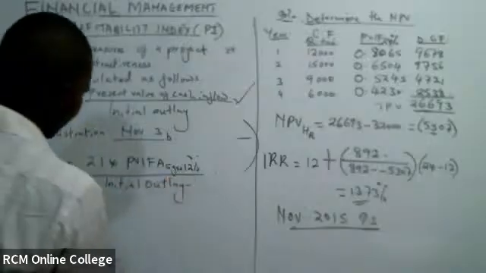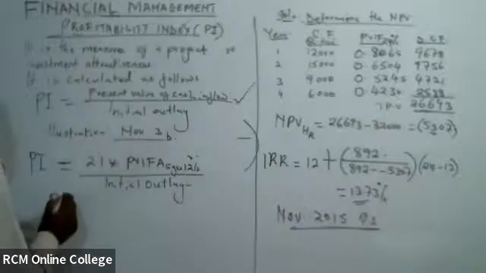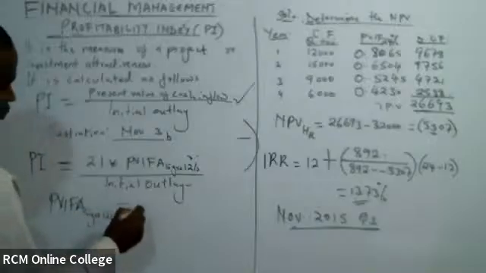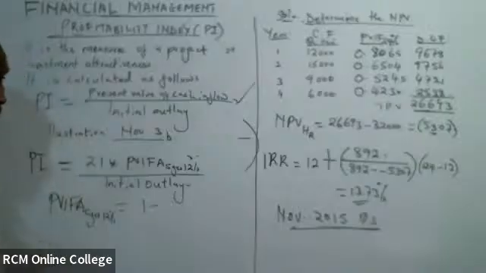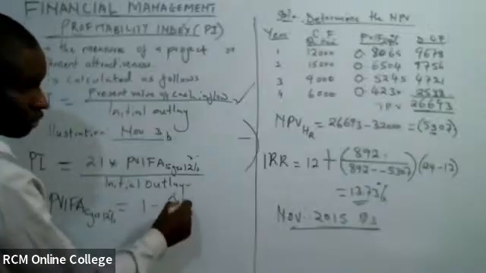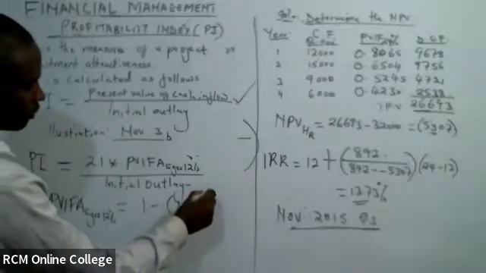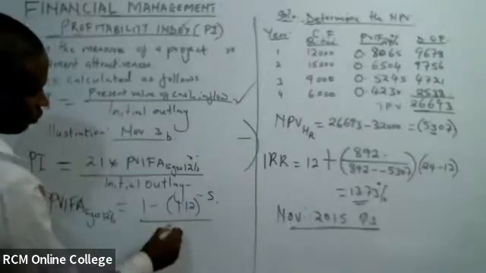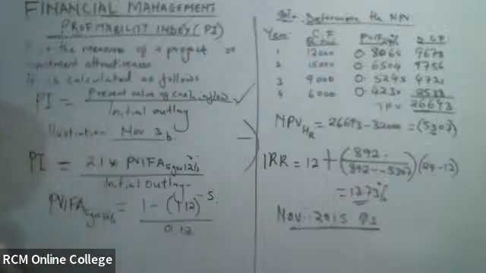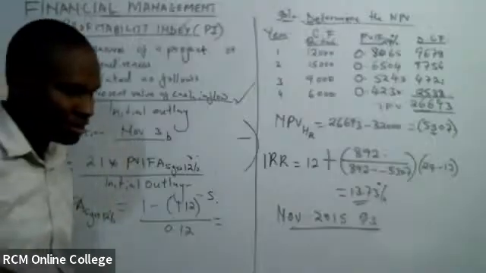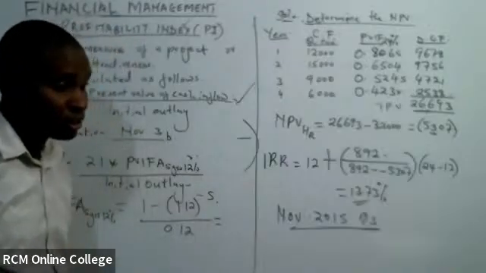If you wish, you can start by getting PVFA, 5 years, 12%. So tell me what to write. 1 minus 1.12 to the power of minus 5, divided by 0.12. Are we together as far as my PVFA is concerned? PVFA 5 years, 12%. Are we together? Does anyone know how I got the 1.12?